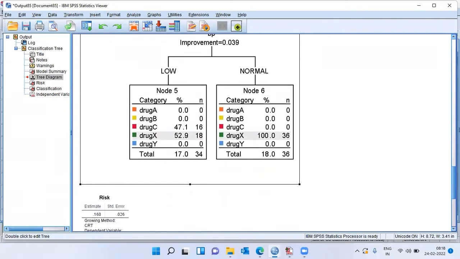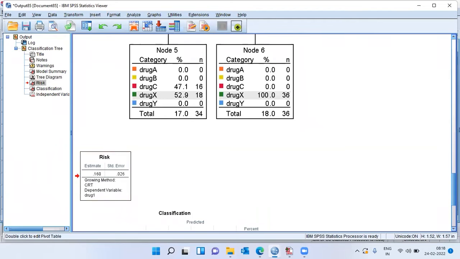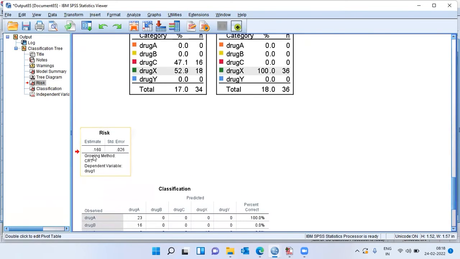Now, when I look at the risk estimate, it is a good indication of whether the model is good or bad. The risk estimate that I am getting here is 0.16, which means that when you use a CART method, that is a classification and a regression tree method, out of 100 patients, 16 are likely to receive the wrong drug, which also means that 84% is the overall accuracy of the model.